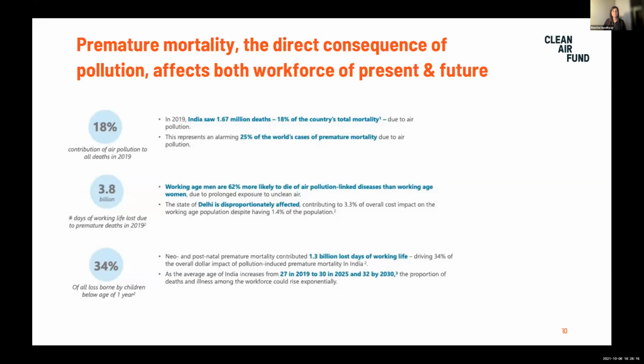And like I said earlier, premature mortality obviously correlates directly to loss of working days, which we saw with 18% of premature deaths in India being contributed by air pollution, which was leading to 3.8 billion non-working days. So that's very, very significant.